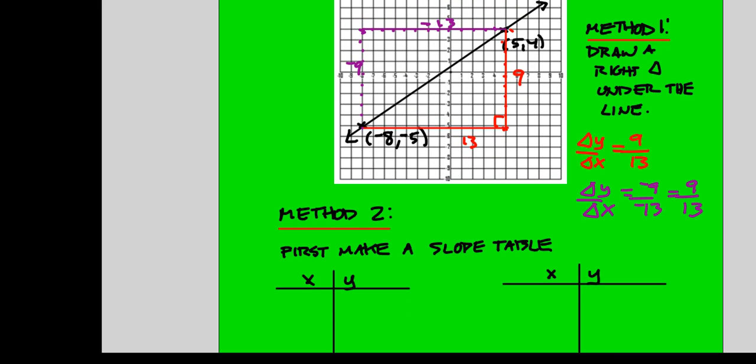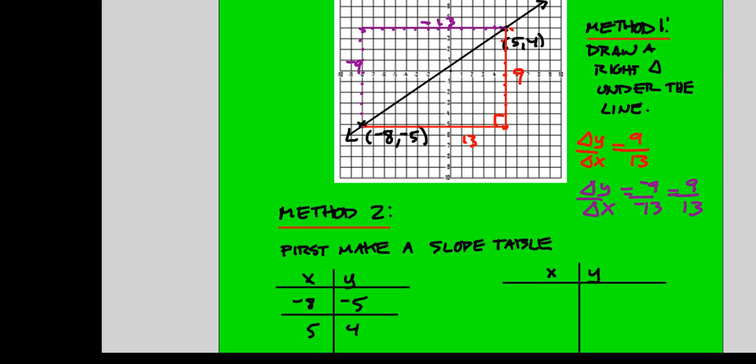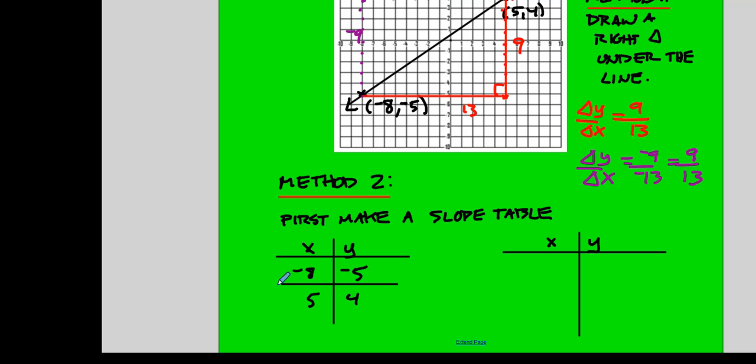Method 2 is make a slope table. What I do is I take the ordered pairs that I have, and I've given you two ordered pairs. I've given you negative 8, negative 5, and I've given you 5, 4. Now, it doesn't matter which point you put on top.